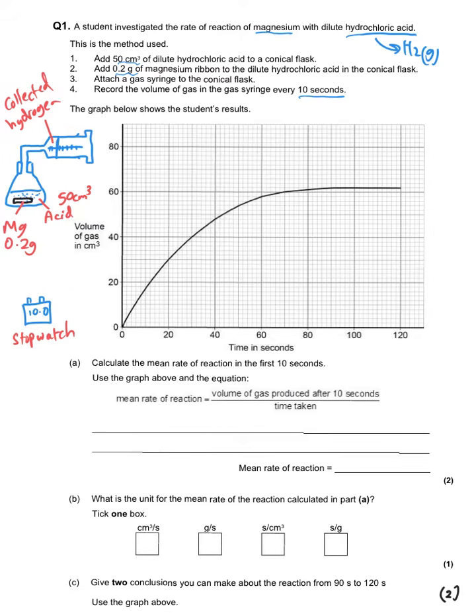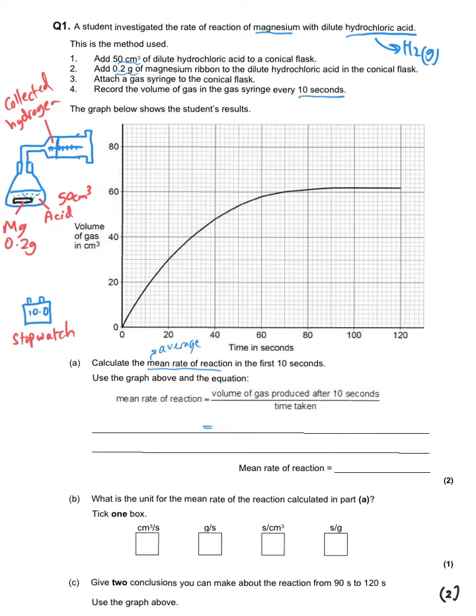And we've been presented with a graph of their results, very common to have a graph question. You can see that the volume goes up, starts to level out, and then is completely flat at the very end of the journey. Our question is asking us to calculate the mean rate of the reaction in the first 10 seconds. So mean is one of the averages that you can be asked to calculate. And we've been told that we need to look for the volume of gas produced after 10 seconds.